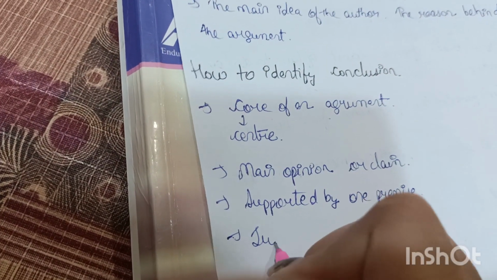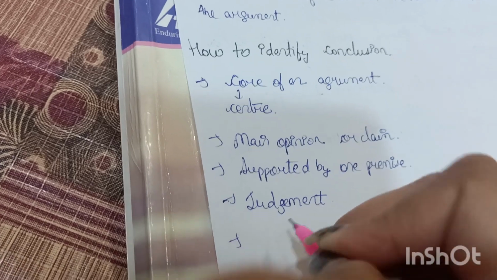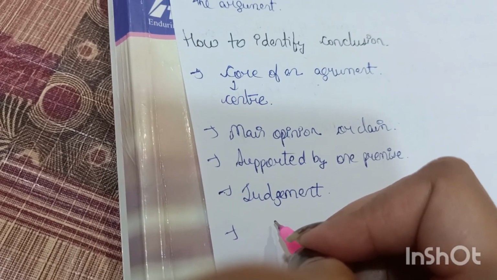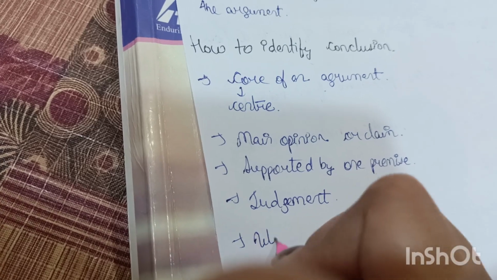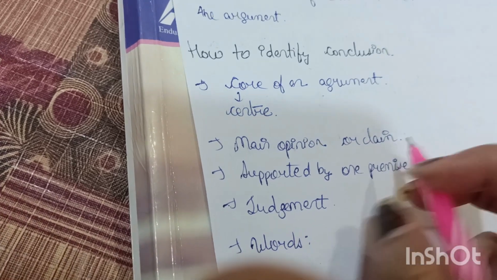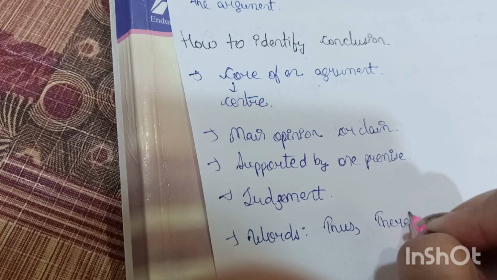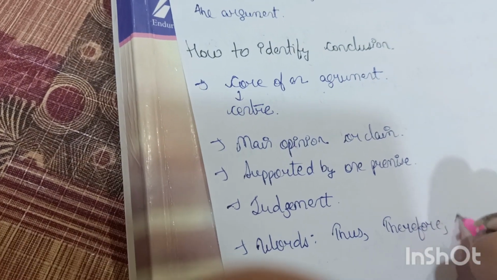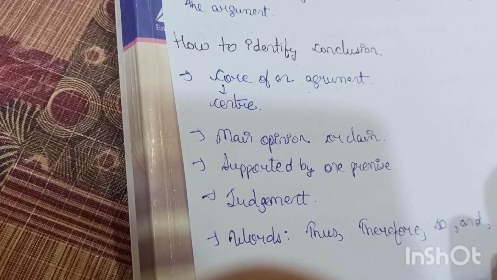Next is judgment. And you can see that there are some words through which you can identify that this is the conclusion. So those words are thus, therefore, so, and consequently.